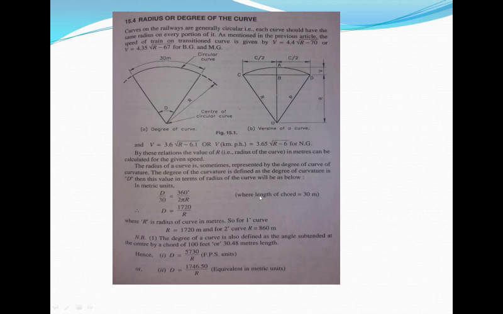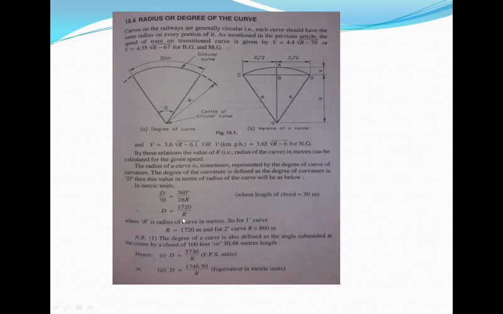Moving on, you can see a derivation in this slide. You need not worry more about these derivations. What you have to take from the derivations is the radius or degree of the curve. How do we calculate the degree of the curve? Degree of the curve is given by D is equal to 1720 divided by R, right? This is required for us to calculate the radius. R is equal to 1720 divided by D. These things we have already discussed in the previous video. You need not worry more about these derivations.